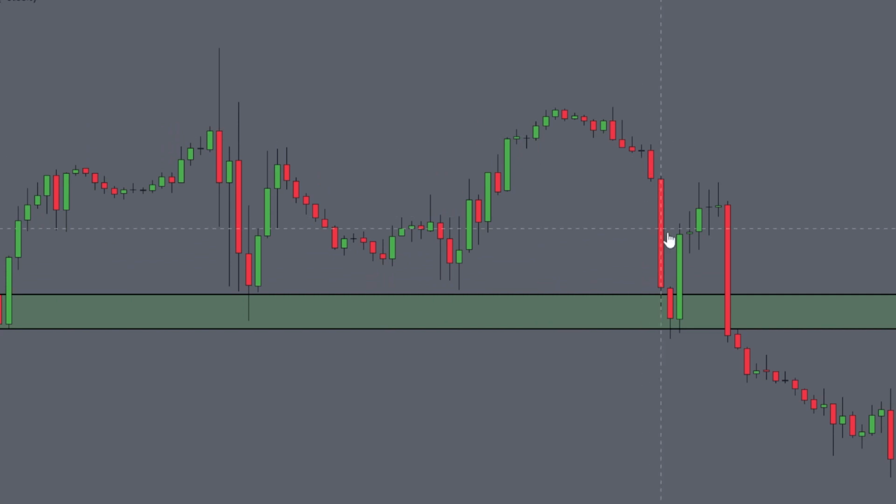So price trades and it comes back into this demand zone and breaks below. This is showing now that this demand zone is very weak because price was able to break below the demand zone. We were able to move up on a manipulation move, and as soon as we came back down to this demand zone, we broke below.